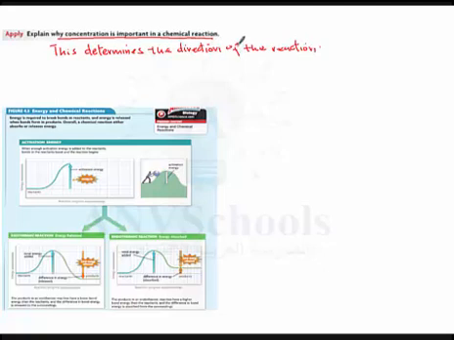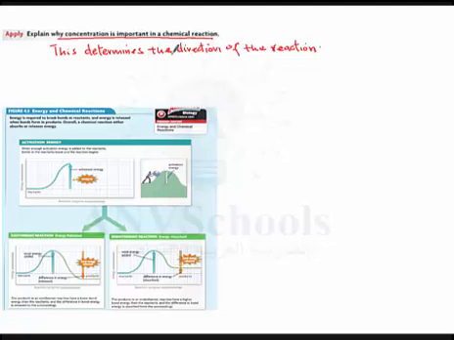If, for instance, the reactants are more, then we expect the reaction to move to the right. On the other hand, if they are less than the products, the reaction will move to the left.